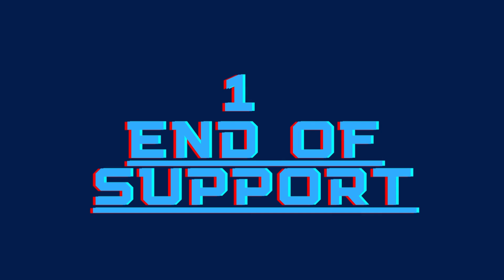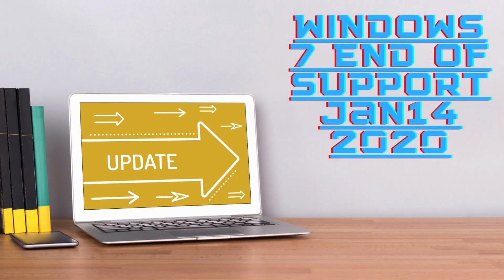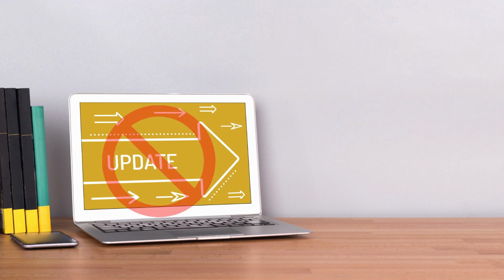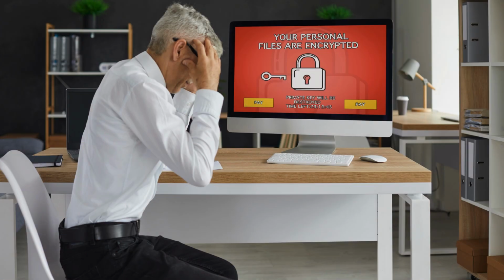Number 1. End of support. Microsoft officially ended support for Windows 7 on January 14, 2020. This means no more software updates, security patches, or technical assistance. Without these updates, your PC is at risk from viruses, malware, and other security threats.